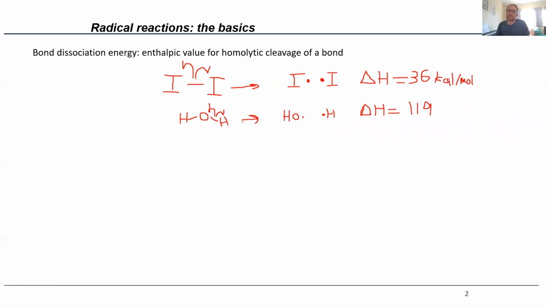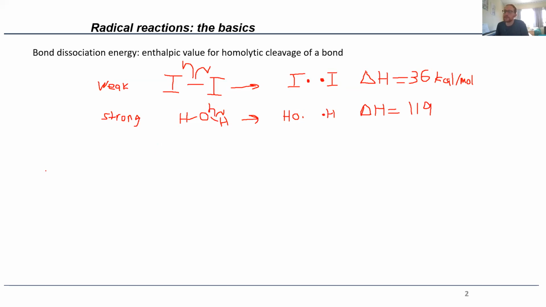And so what we see is that this is an 83 kilocalories per mole difference in the bond dissociation energy. And so what we'll say is that this iodine-iodine bond is a very weak bond, and this OH bond is a very strong bond. And so it's much more likely for us to be able to break weak bonds in a homolytic fashion than it is for us to be able to break strong bonds in a homolytic fashion. And we can really take advantage of this in synthetic chemistry in doing radical reactions.